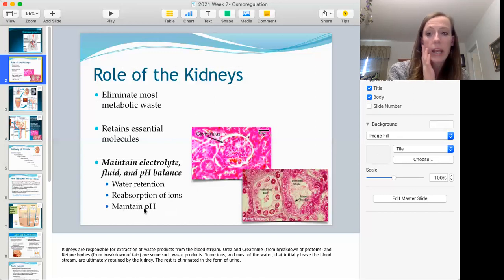Okay. And then pH maintenance is also a role here that happens in the kidney. So we want to maintain the pH of the blood. Okay. So I'll just mention before I move on that waste products, you might hear me mention urea, creatinine. These are breakdown products from protein digestion. And then ketone bodies are going to be breakdown products from fat digestion. Okay, so you might hear me say those as we move through the presentation.